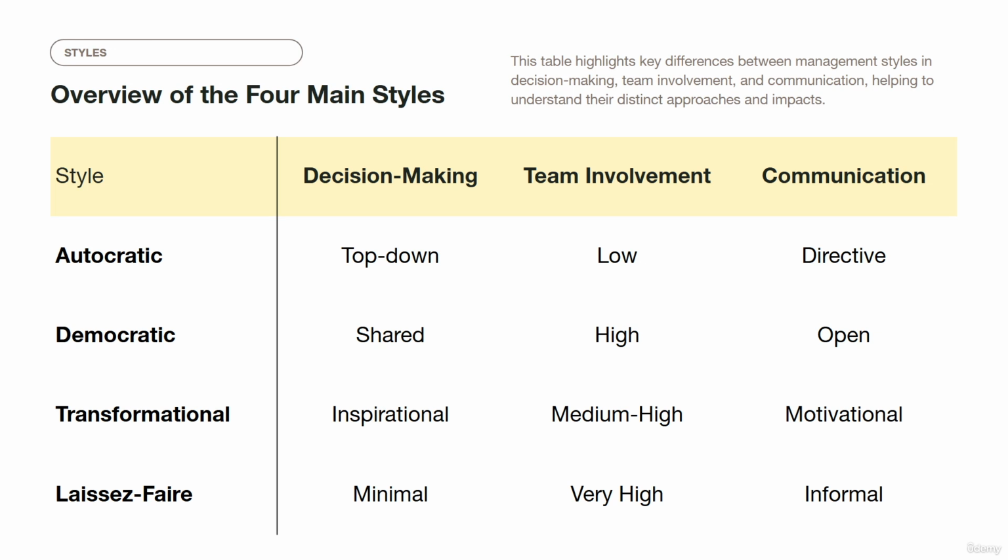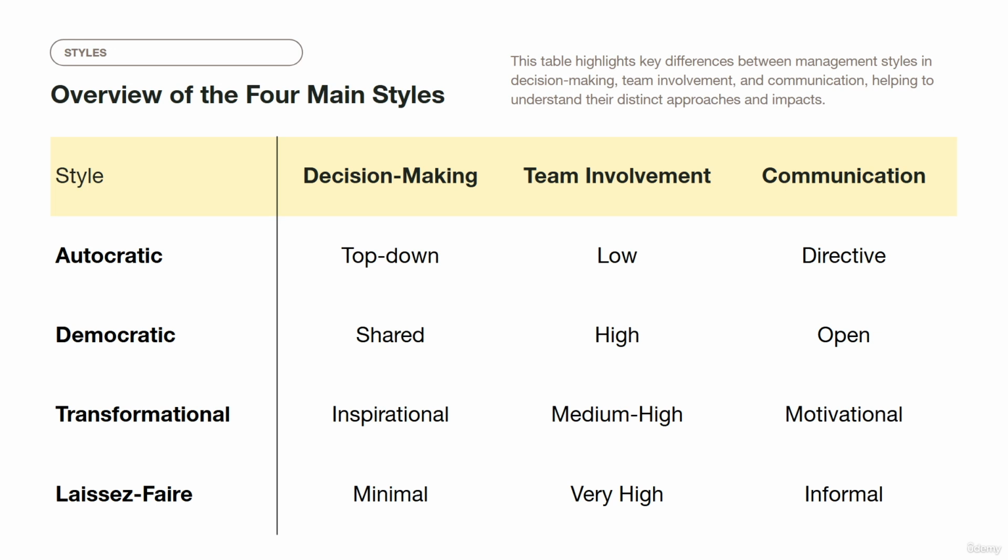So in an autocratic management style, the decisions come from the top, the involvement of the team is pretty low, and communication is directed. That is to say, the ones who are in charge tell the ones under them in the hierarchy what they're going to do and how they're going to do it. This is autocratic.